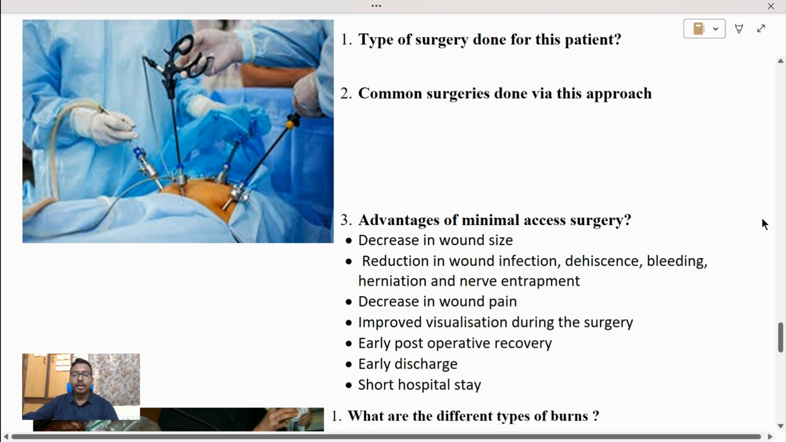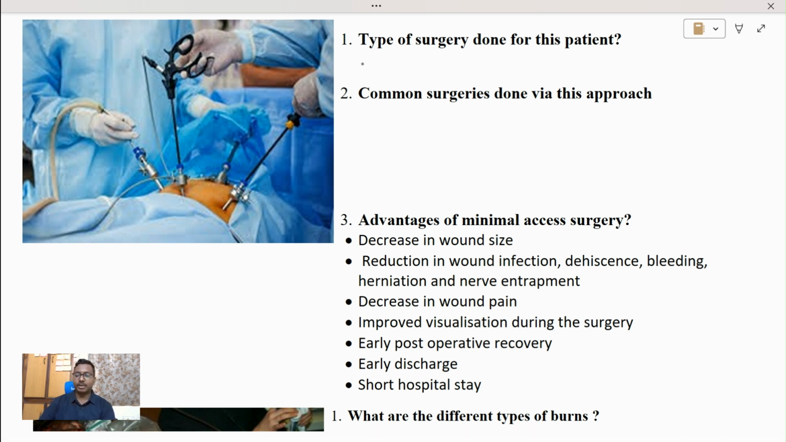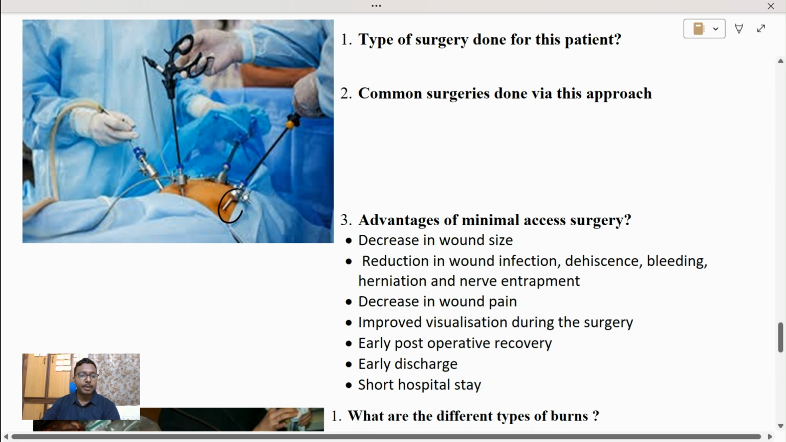Next, this is a picture showing some type of minimally invasive surgery. What is the type of surgery done for this patient? As you can see in the picture, these are multiple ports inserted into the abdominal cavity. So this is nothing but laparoscopic surgery. Okay, right.